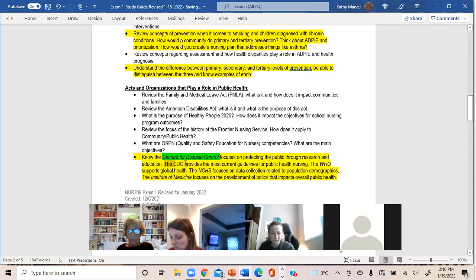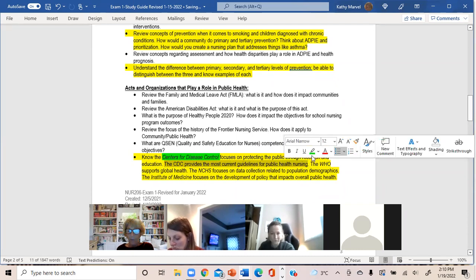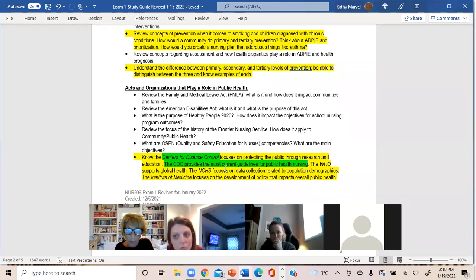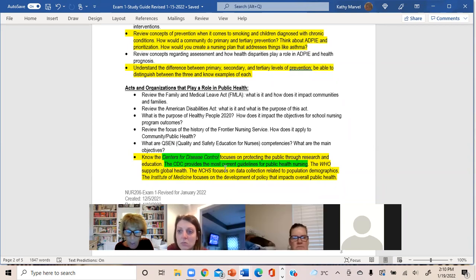And this is important. CDC, if you're asked, let's say you're asked a question, I don't know if this is going to be on there or not, but what agency provides the most guidance to public health, right? What do we rely on? Well, what have we been doing during the pandemic? Who's been calling all the shots for the pandemic? CDC. Exactly. So CDC provides the most current guidelines for public health nursing. Well, we sure have seen that over the last 2 years, right?